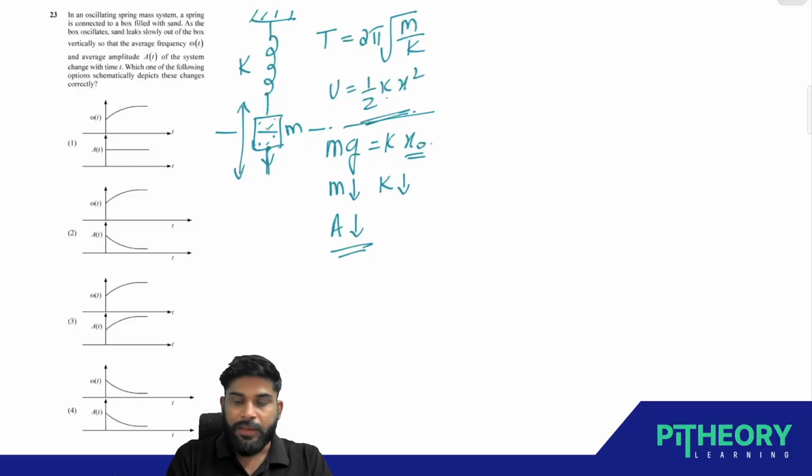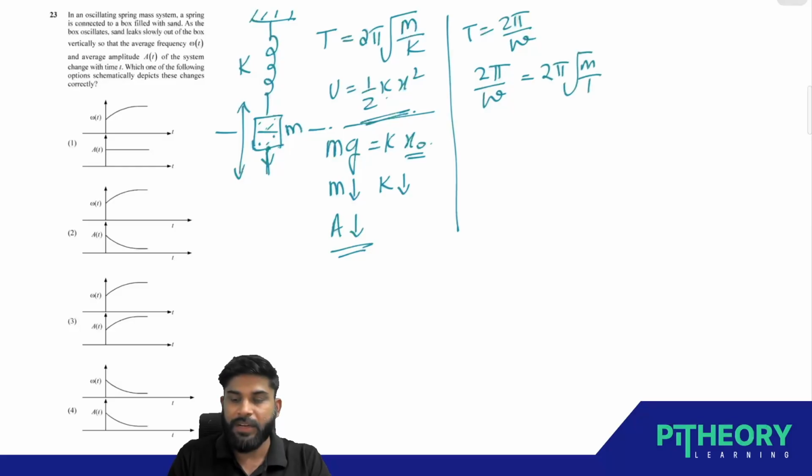Correct. Now here, what is the angular frequency relation we need? How can we write this? See, time period is also equal to 2 pi by omega. So omega, how is it related here? See, you can write this relation, 2 pi by omega, that is equal to 2 pi root over m by k, the relation that you're having.